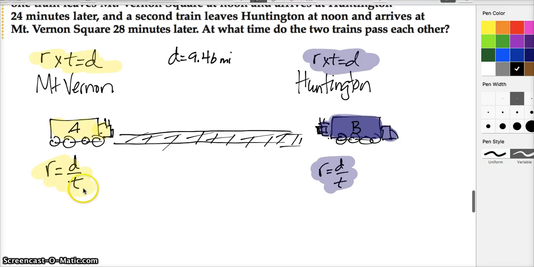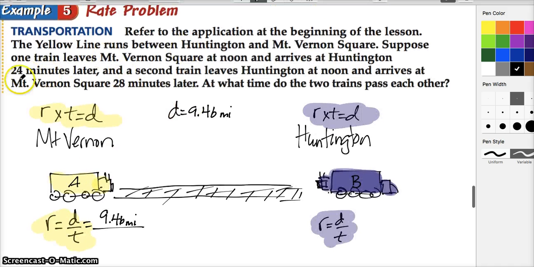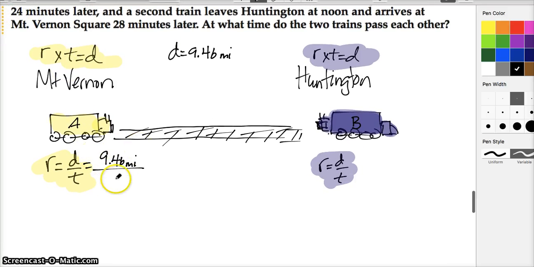So let's figure out how we can do that. The first thing we're going to need to do is calculate the rate for each of these situations. So the rate in miles per minute for the yellow train, or train A, would be the distance, which we know to be 9.46 miles, over the time. And we know that the time it took for this train to make its run would be 24 minutes. And similarly, we'll do the same thing over here, 9.46 miles, but that would be 28 minutes it took to make that.